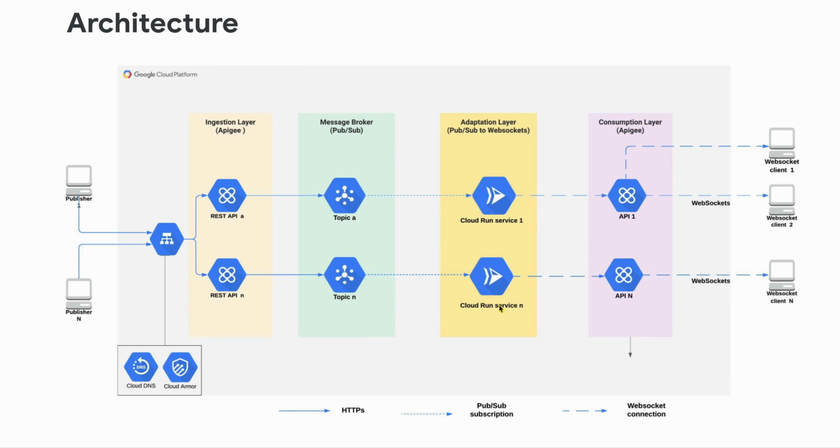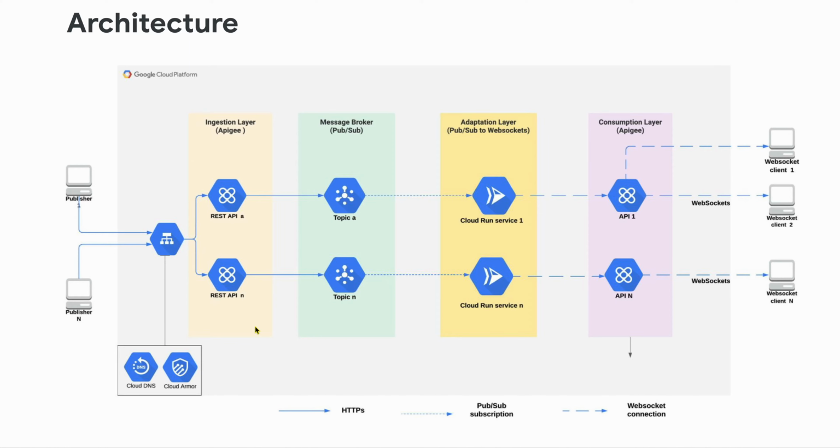On the adaptation layer, we have a Cloud Run service that has two roles. One role is to subscribe to a topic and pull the messages. And the second role is to broadcast, or propagate, or send those messages to the WebSocket clients that are connected. This WebSocket connection is proxied through Apigee, and here we have again APIs that are managed and deployed by Apigee.